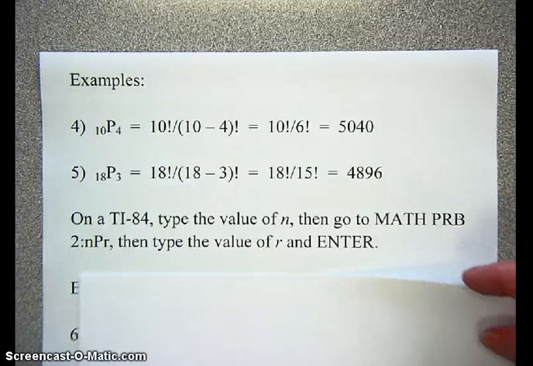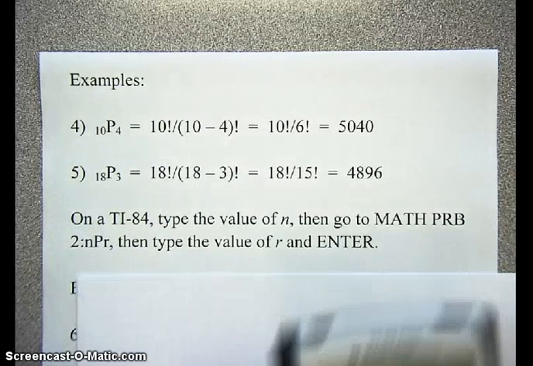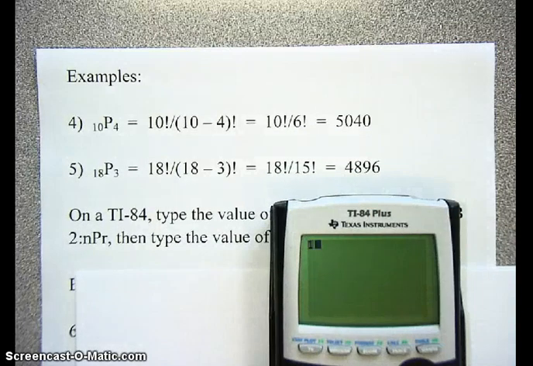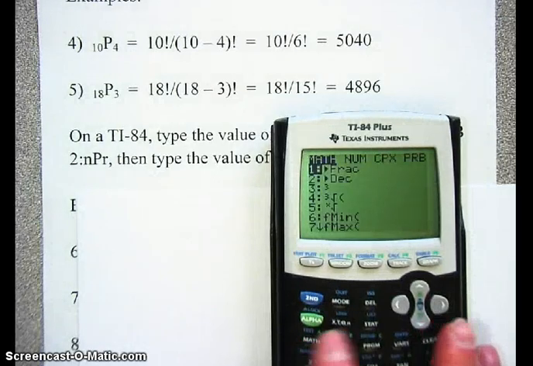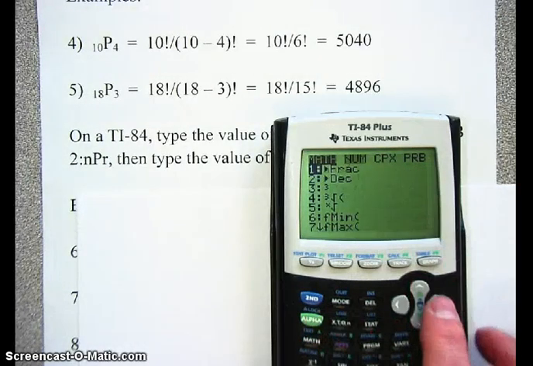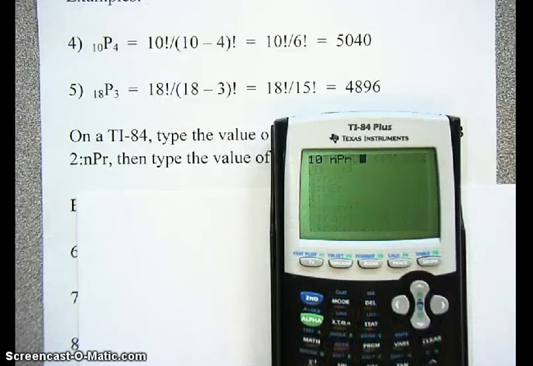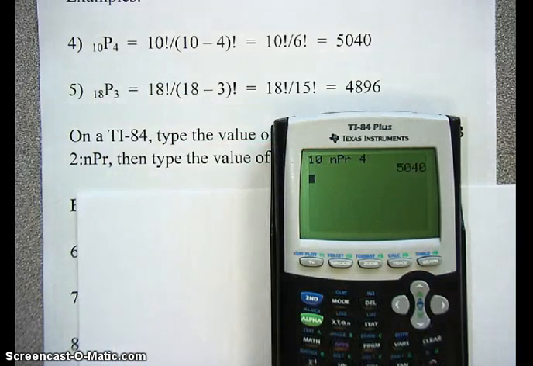Now you can do this on the calculator. The calculator is set up to do this pretty well. On a TI-84, if you want to calculate one of these, you just type the first number. So in this case, we do 10P4: type the 10, and then go to the math button, which is right here, and then go over to the PRB menu. You can scroll that way and then select number 2 from the list, and then type in the second number here, which is 4, and the calculator will give you 5,040, just as the formula gave us.